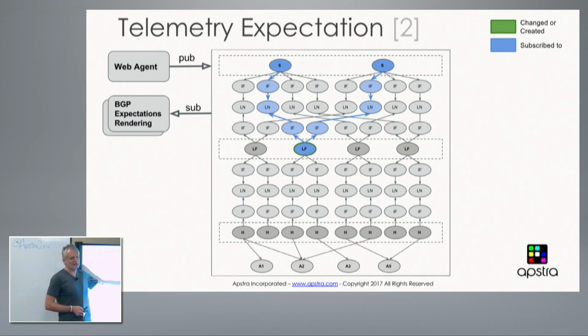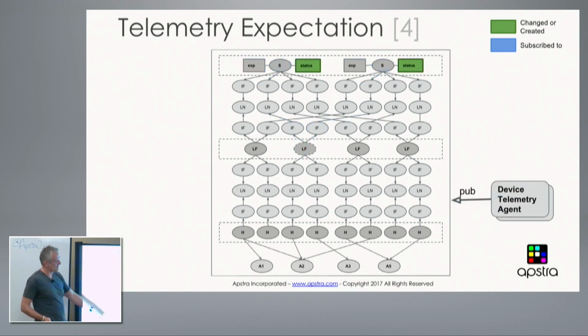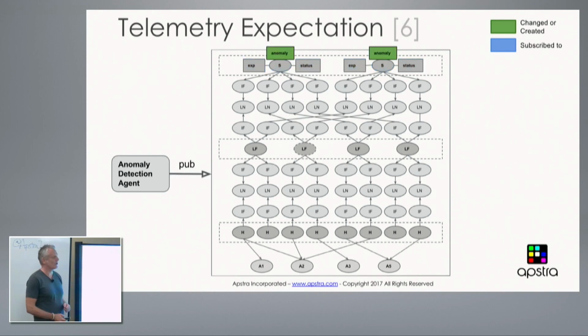If this thing is taken down, I can actually be notified when it's taken down, and this expectation rendering agent is going to say, well, do not expect to have an active BGP session with this leaf. So that's what it is going to do. It's going to publish here the correct set of expectations. The device telemetry agent is going to be collecting immediately, reacting to these changes behind the scenes, and then the anomaly detection agent is going to generate correct anomalies.